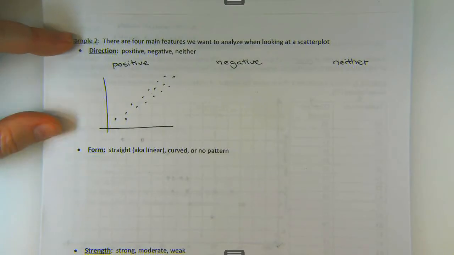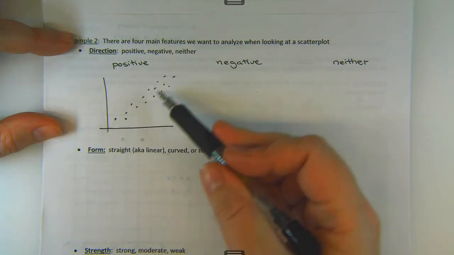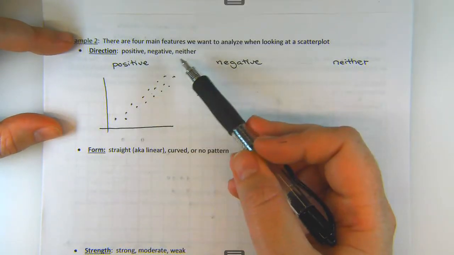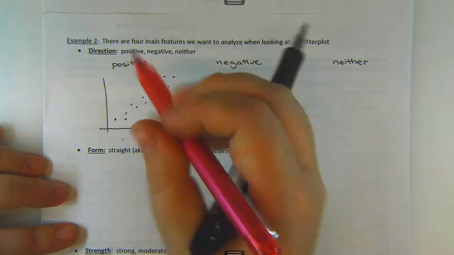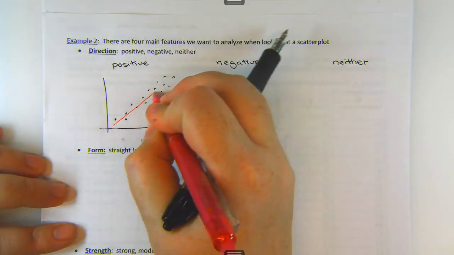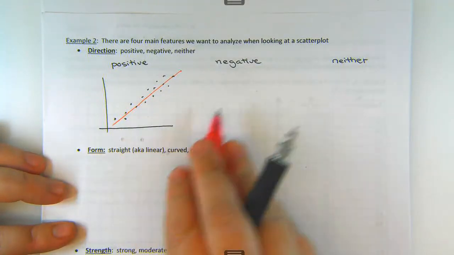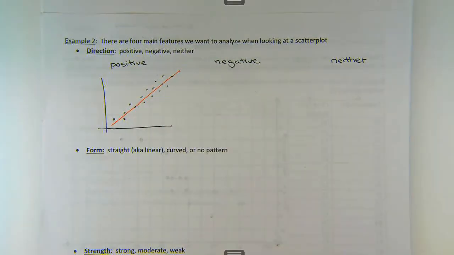And with this, we kind of want to imagine this line that would be going through our data as best as it could. And the idea is that if we had this line, it would have a positive slope to it. So it matches with increasing data, positive slope, positive direction for the scatter plot.